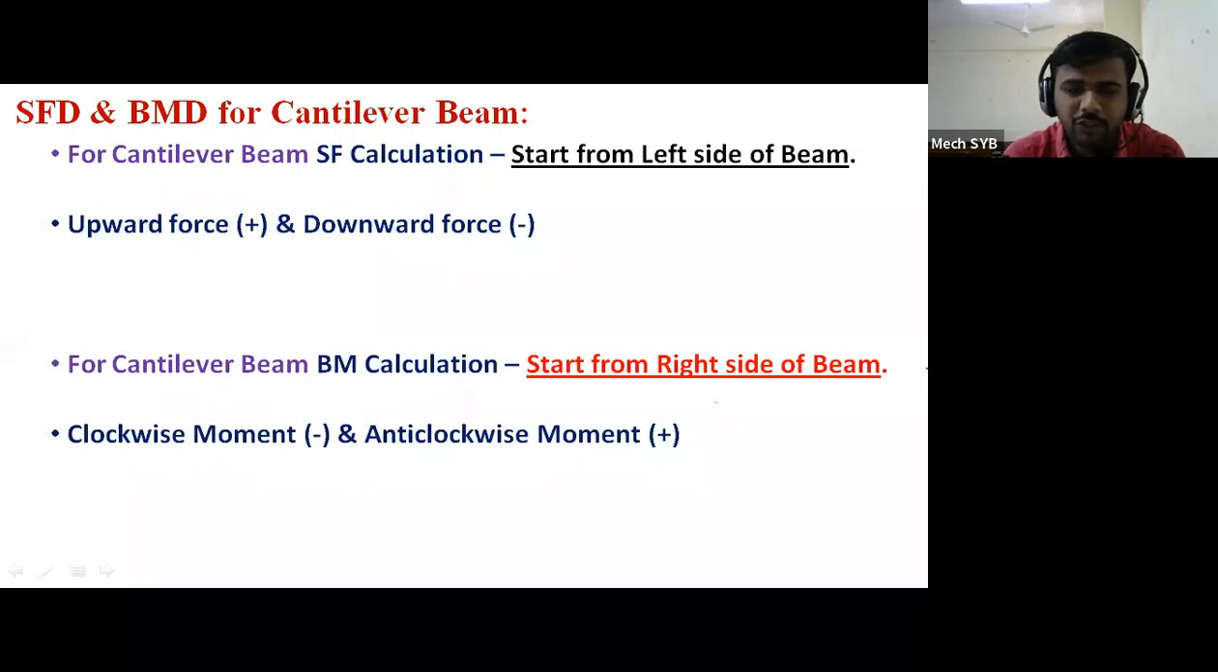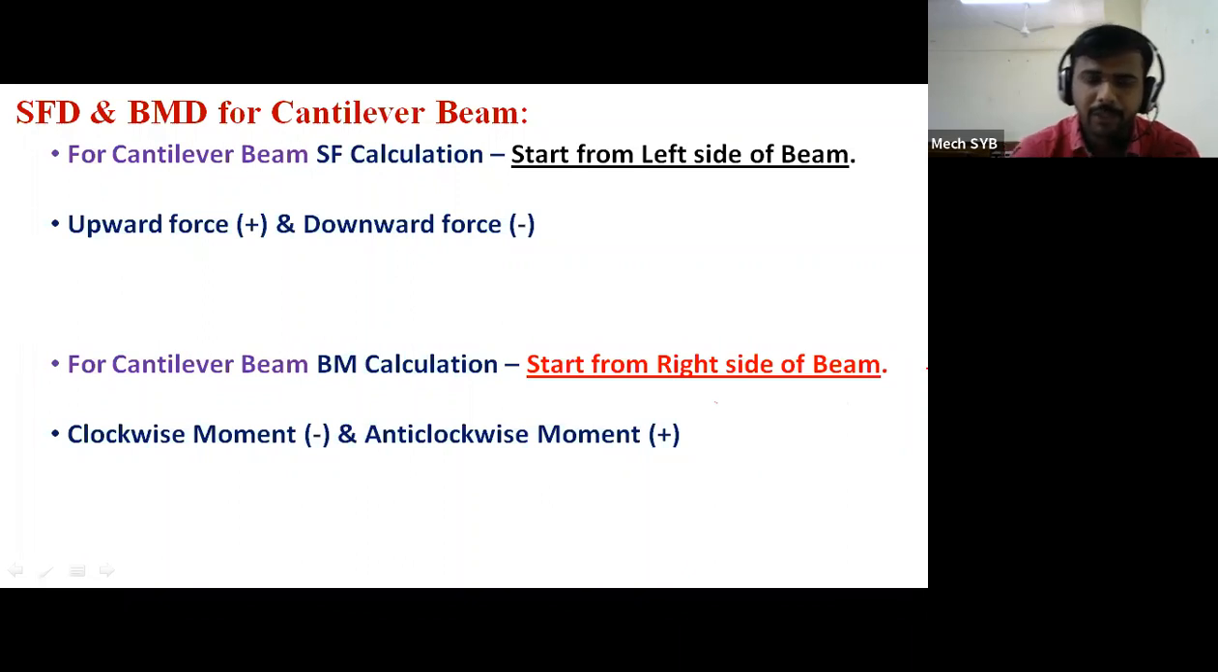And now here one small change we have to make. Whatever procedure we have followed for the simply supported beam, somewhat the same procedure we have to follow for the cantilever beam for SF calculation, but for BM calculation we need to change our sign conventions and somewhat change our procedure. So put the title SFD and BMD for the cantilever beam.